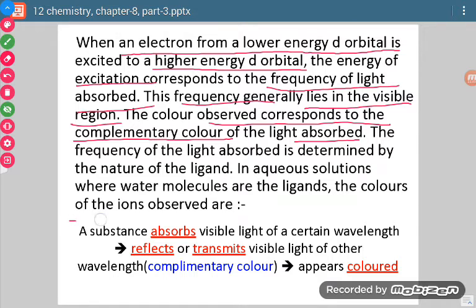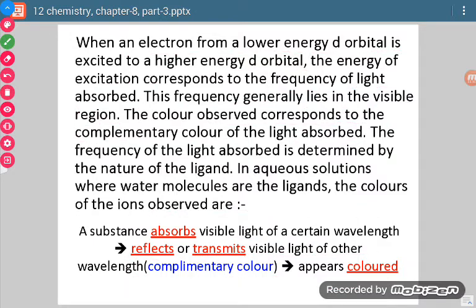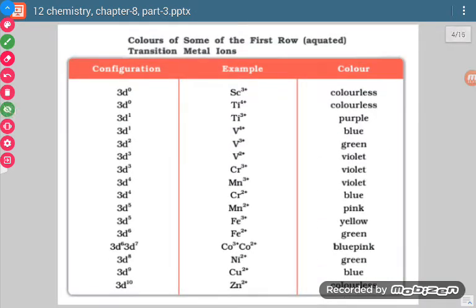So what is the phenomenon involved? A substance absorbs visible light of certain wavelength, and it transmits or reflects visible light of other wavelength. Whichever is transmitted or reflected is called the complementary color. Because of that, it appears colorful. Now we can see which colors are shown.